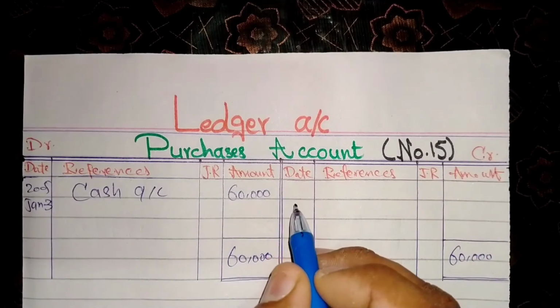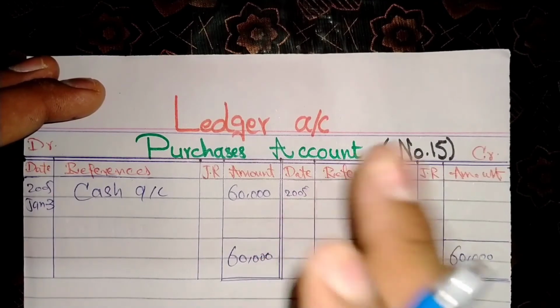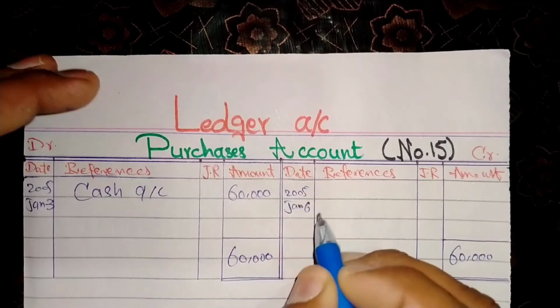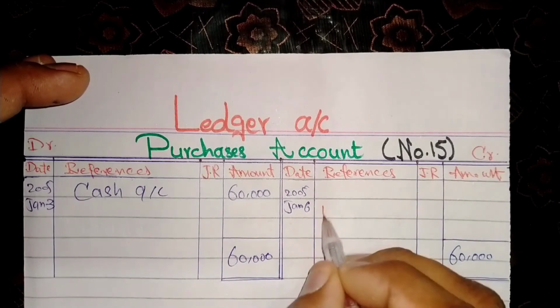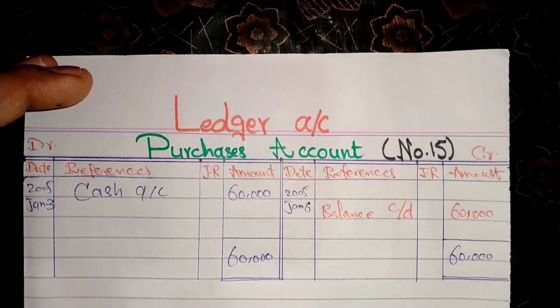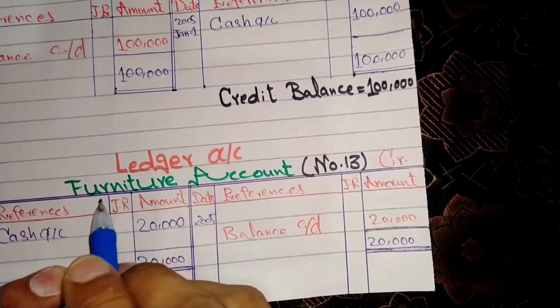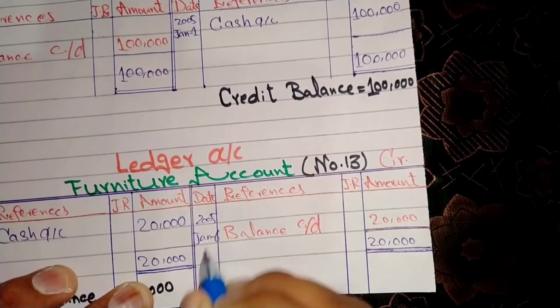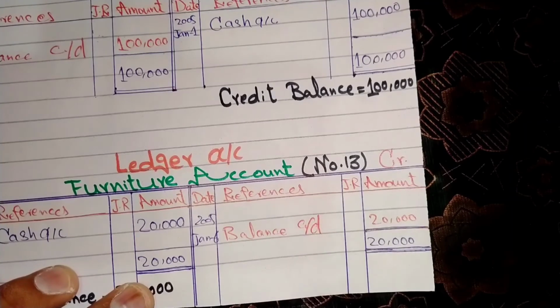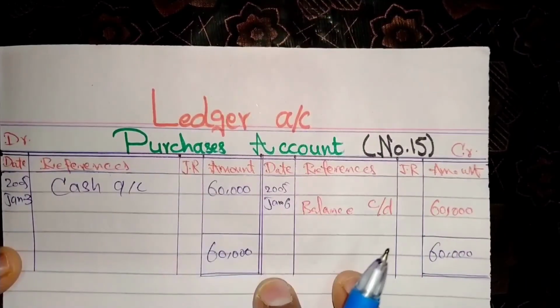You must keep in mind that we must write here the date of the balance carry forward, the last date of the term, which is Jan 6th. Balance carry forward is 60,000 rupees. We missed this date in the previous account, the furniture account, so now we will enter 2005 Jan 6th, because this is the closing balance of the year. Ultimately we enter the last date of the term or session here. So the treatment of the ledger of the purchases account has been cleared now.